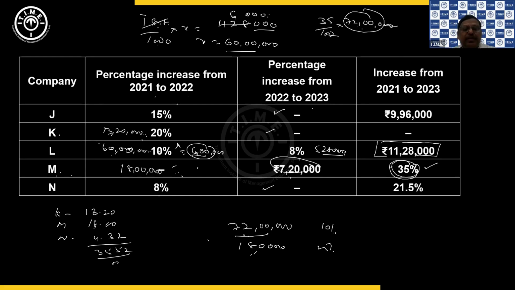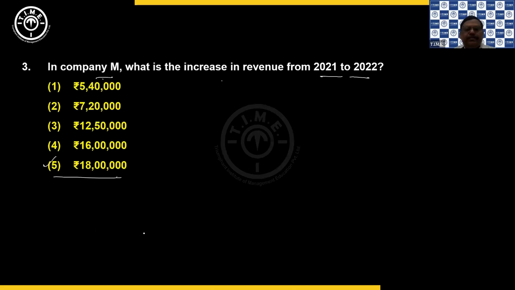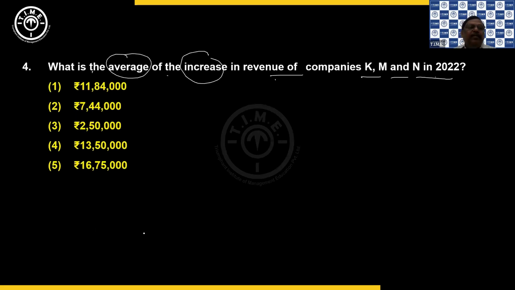I want the average, so divide by 3. 3 times 11 is 33, then 11 8s, 11 4s, 11.84 lakhs. 11.84 lakhs means 11 lakhs 84,000. Right? Next.